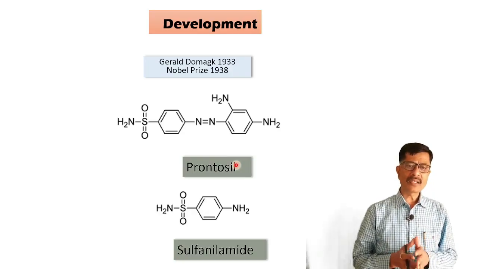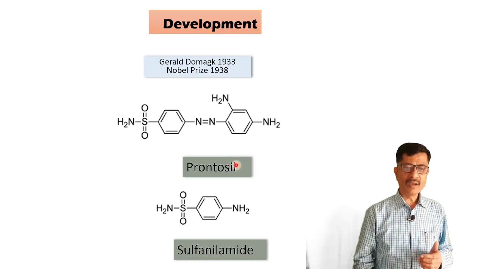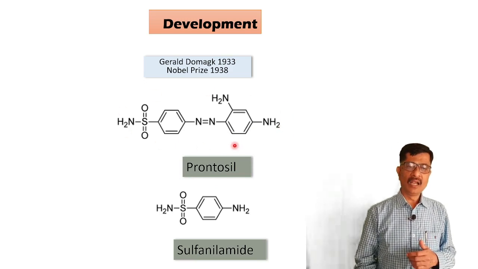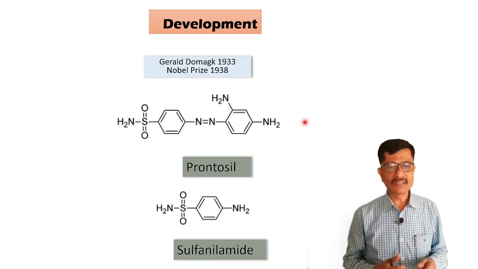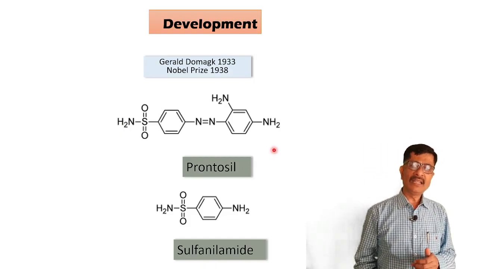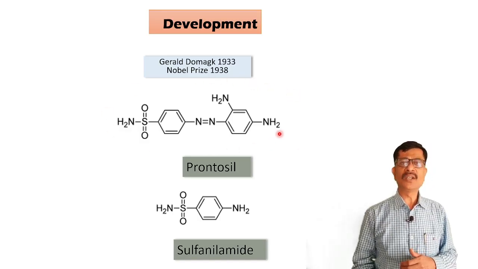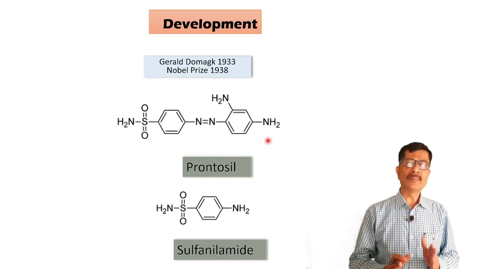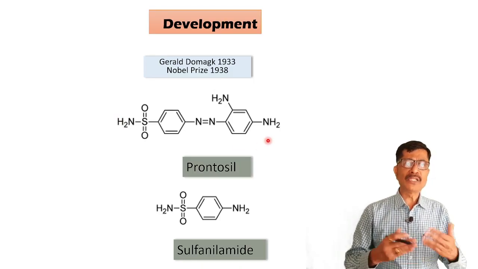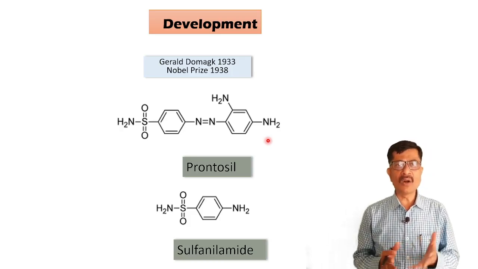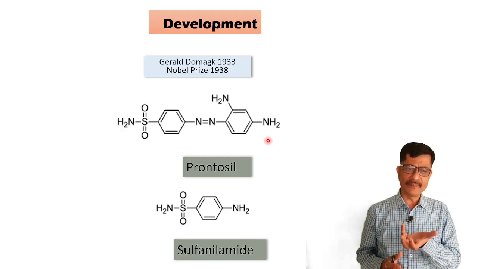Gerhard Domagk was working on a red dye, prontosil. This is the structure of the red dye, prontosil, and he was trying to test it for its antimicrobial action. During experimentation, he observed that prontosil doesn't show any antimicrobial activity in vitro, meaning it doesn't show antimicrobial activity on a Petri plate outside the body.